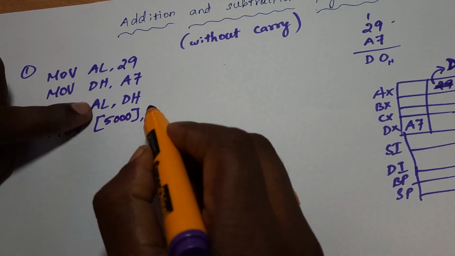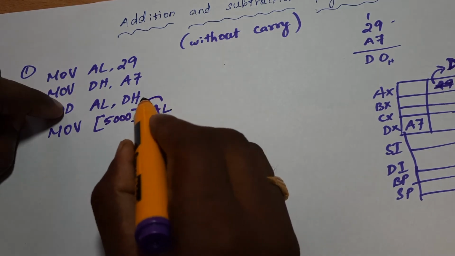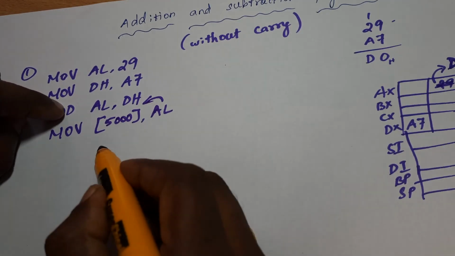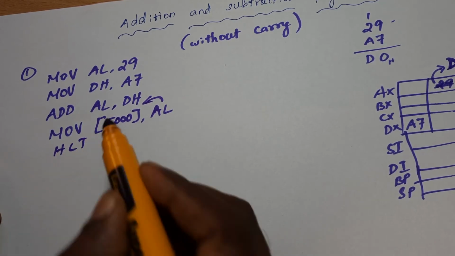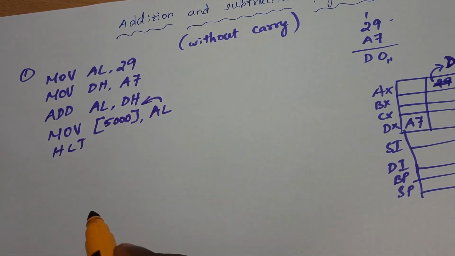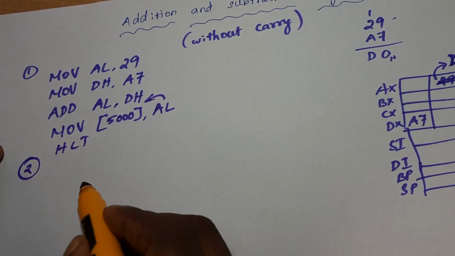Since I know my output is in AL, I have to put AL. So here the AL value is moved to 5000, the memory location, then halt. So this is the way we can write it, but this also can be written another way.